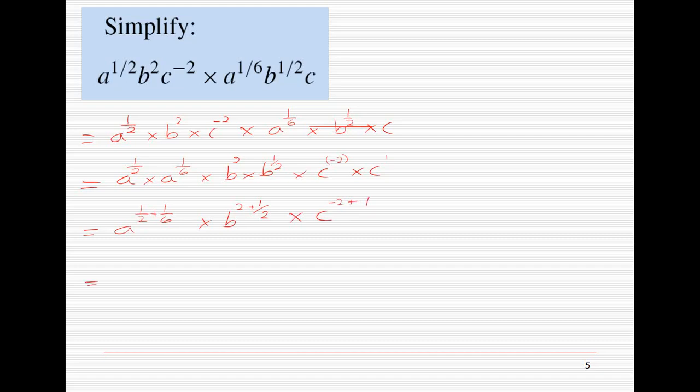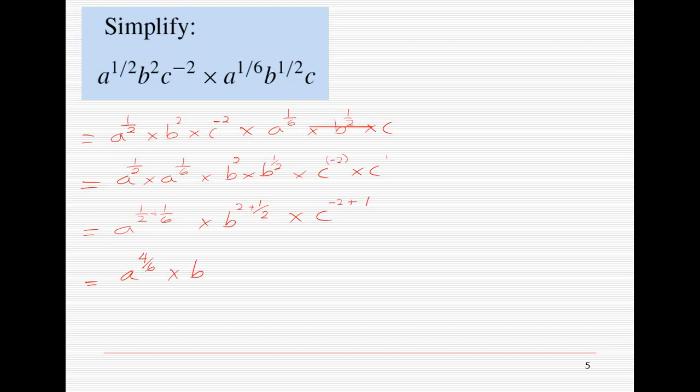So in this case, we'll be getting a to the power 4 divided by 6. If you get the LCM 6, we get 2 3's. So 3 times 1 is 3, 3 plus 1 is 4. So you get the numerator 4, denominator 6 as the LCM.